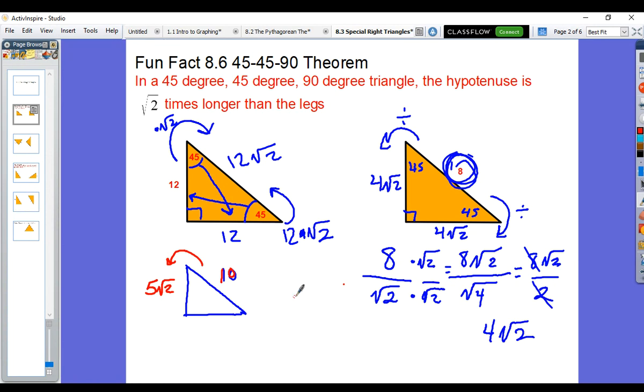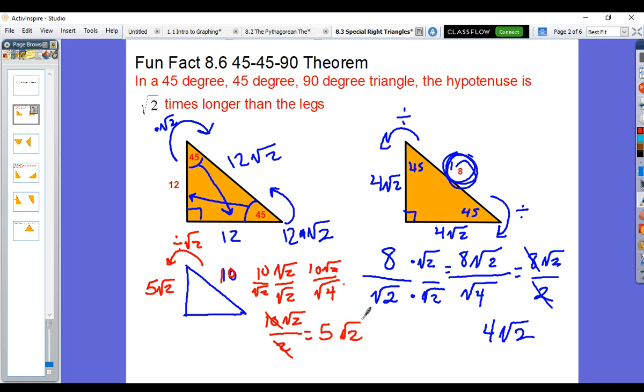Let's test that out. So remember, we're dividing by radical 2 this time. So 10 divided by radical 2, and like we said, you can't divide by radical 2, so you multiply the top and the bottom by radical 2. We get 10 radical 2 on top and radical 4 on the bottom. The square root of 4 is a whole number 2, so we got 10 radical 2 over 2. 2 goes into 10 5 times, giving me 5 radical 2. Okay, so that's a quick way to remember that.